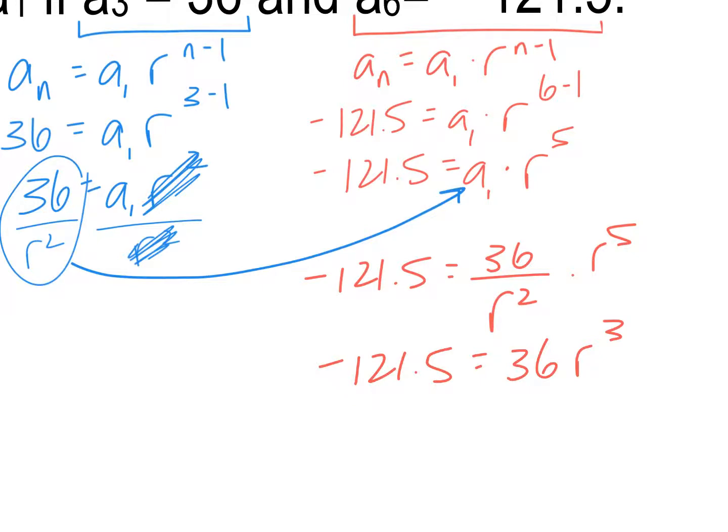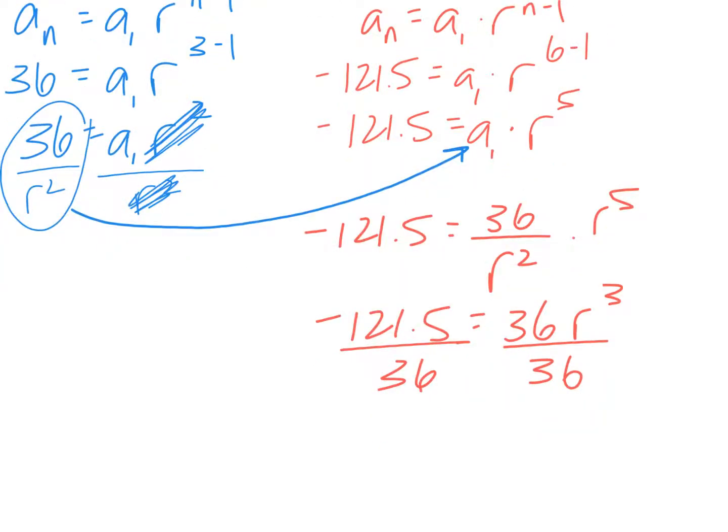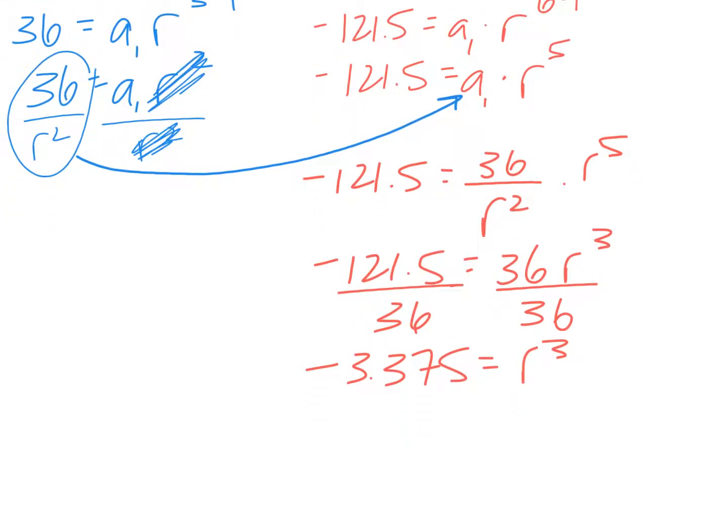If you divide both sides by 36 first, don't cube root first. We got to get rid of that 36. That's going to give us negative 3.375 equals r to the 3rd. Now you can cube root both sides. Same thing as raising both sides to the 1/3. And yes, remember you are allowed to cube root negative numbers. It gives you negative 1.5 equals r.